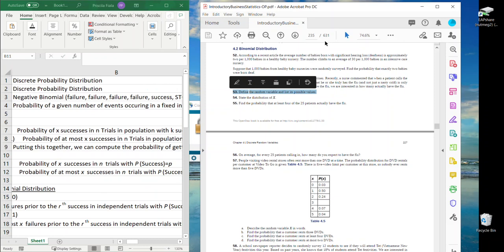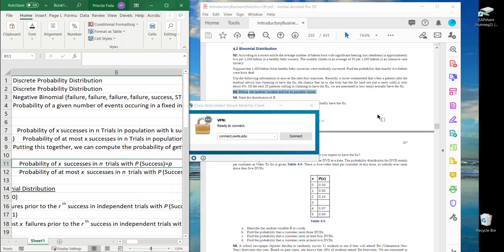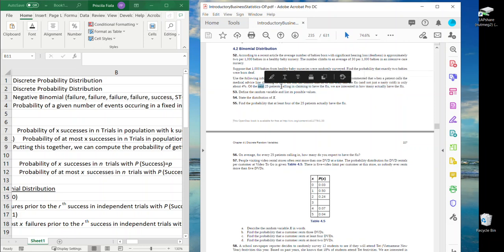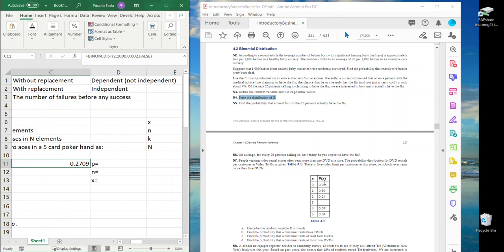Define the random variable and list its possible values. So my random variable is going to be the number of patients calling and claiming to have the flu and who actually have the flu. And it can take any value between 0 and 25. It's 25 patients. Okay. So my distribution, well, we have a binomial distribution. Okay. And that's how you're going to state it. You're going to have a binomial distribution.